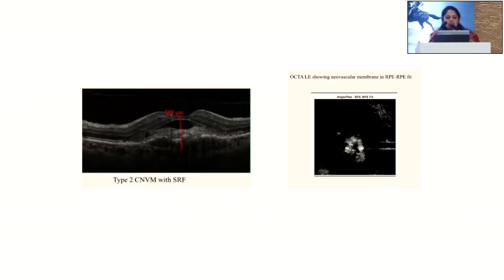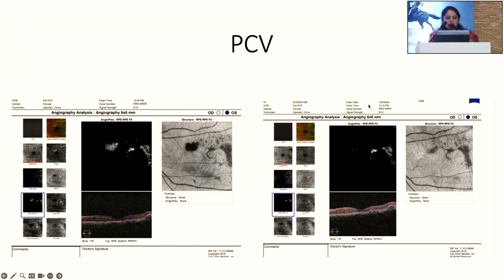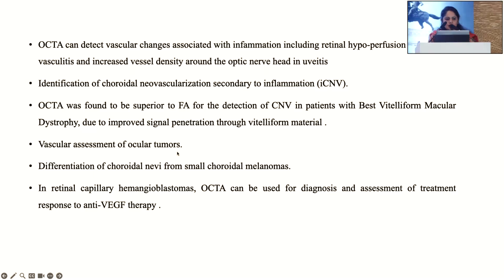This is an OCT of a CNVM with subretinal fluid, and on OCTA here you can see a neovascular membrane at the RPE level. Similarly, this was a case of polypoidal choroidal vasculopathy that came to our OPD. On the B scan, you can see a flat irregular PED, and on OCTA, you see this branching vascular network. And this is a follow-up of the same patient after multiple anti-VEGF injections. You can see the reduction in the intensity and the branching of the vascular network.